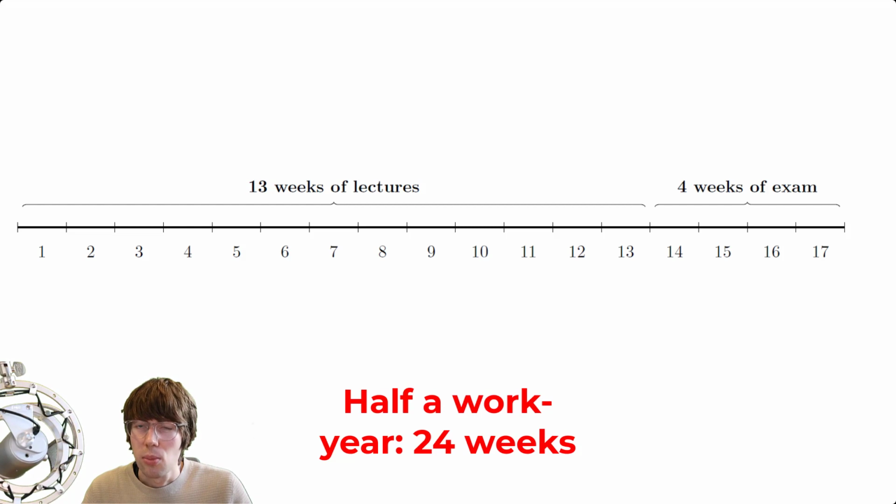So the lecturing part of the autumn semester is 13 weeks. And the exam period is 4 weeks. So 13 plus 4, that will be 17 weeks. 17 weeks is less than 24 weeks. So obviously, the workload per week for a student will then, of course, become higher compared to that of a full-time employee.